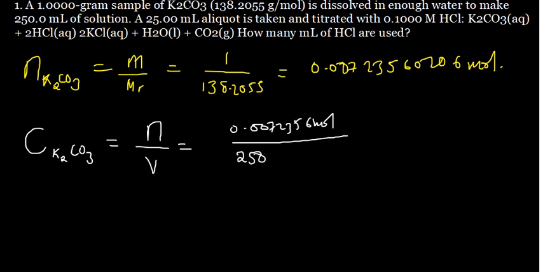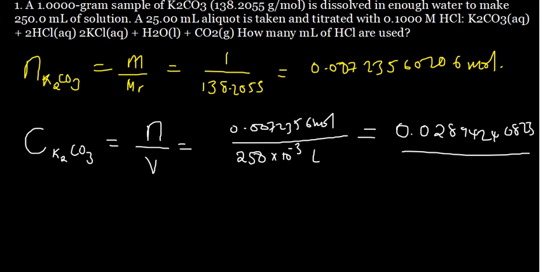Now the volume, we need to make sure that we are using in liters. This one is in milliliters, so simply multiply by 10 to the power negative 3 to convert to liters, or divide by 1000. So the answer that we have, 0.00723560, we divide that by 250 times 10 to the power negative 3. So the concentration that we get is 0.02894240823 molar, which is mole per liter. So this is the concentration.